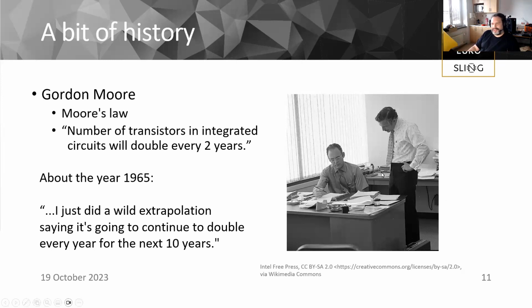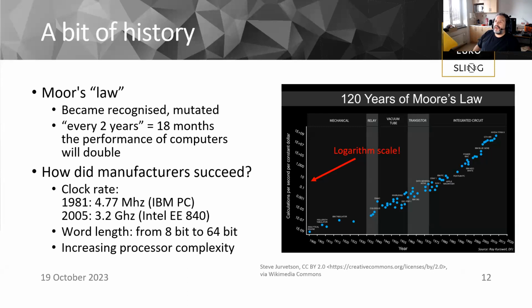So people read too much into what he said, and it became called Moore's law since then. This is Gordon Moore; sorry, the E is missing. This law became very famous, and it mutated and slightly changed from every 2 years to 18 months, and it mutated from the number of transistors doubling to the performance of computers doubling. He never said that. Yeah.